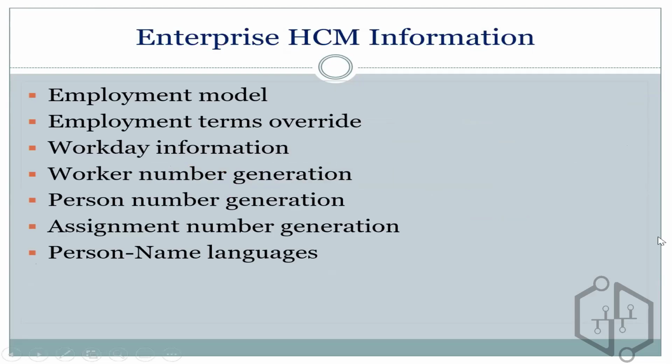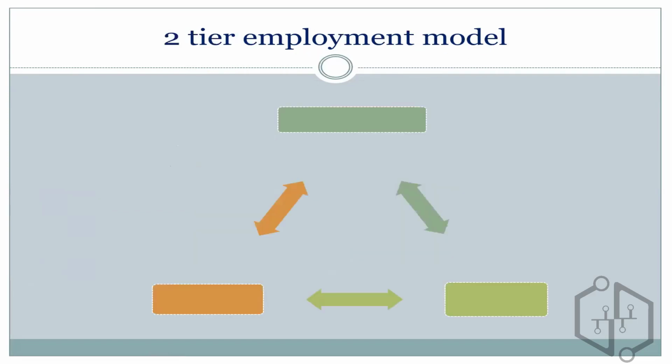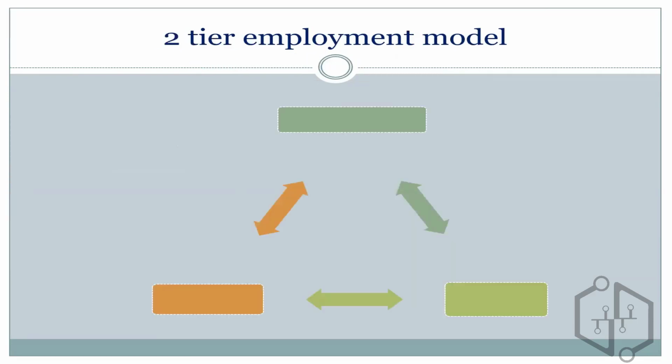Workforce life cycle. When we talk about enterprise HCM information, what is workforce life cycle? We have the employment model, employment terms, workday information, worker number generation, person number generation, assignment number generation, person number changes. What is the 3-tier employment model and what is the 2-tier employment model? 3-tier involves the work relationship, employment terms, and the assignment, and the 2-tier employment model involves a work relationship and an assignment. Sorry, I'm saying the opposite. 3-tier has 2 assignments, and 2-tier has 1 assignment.